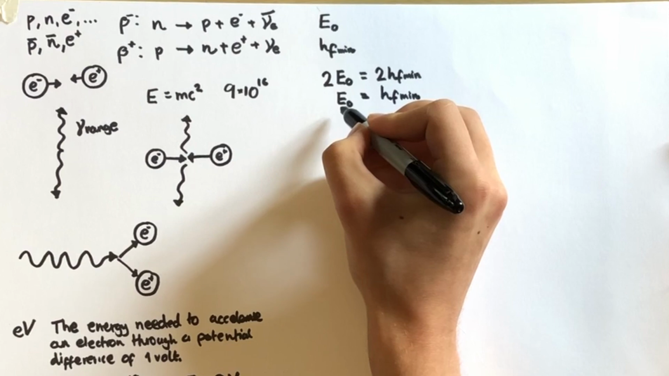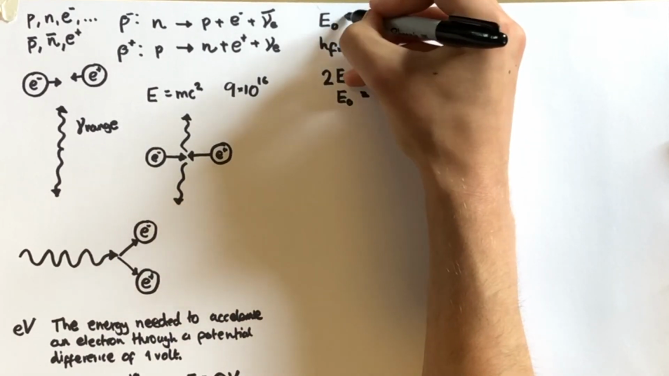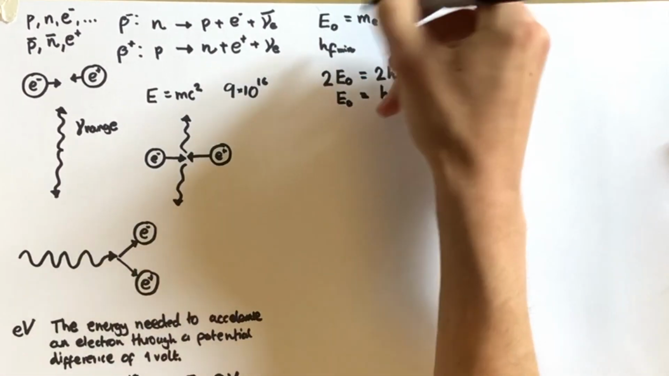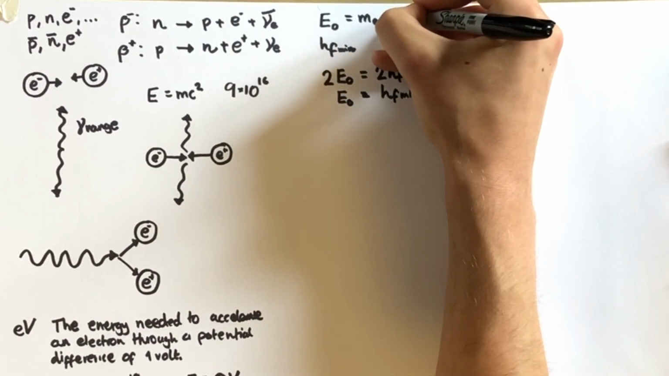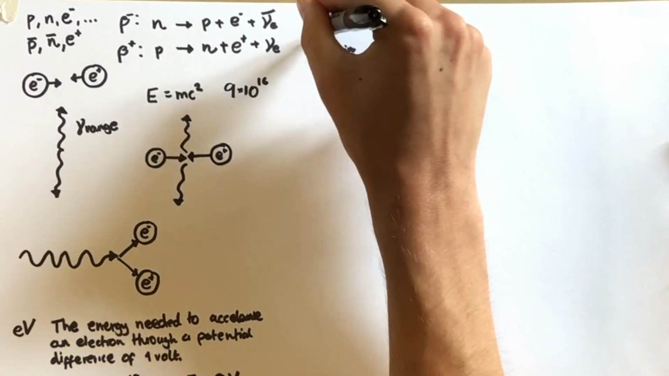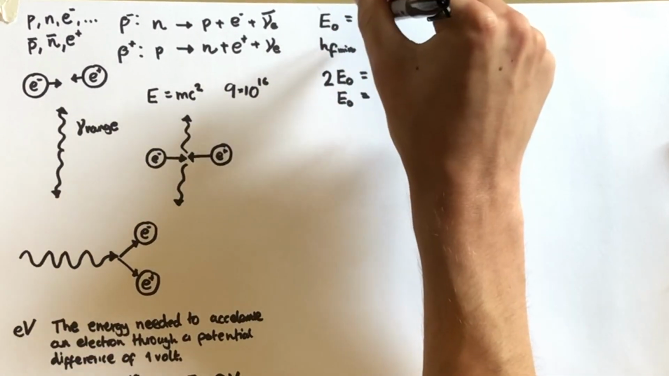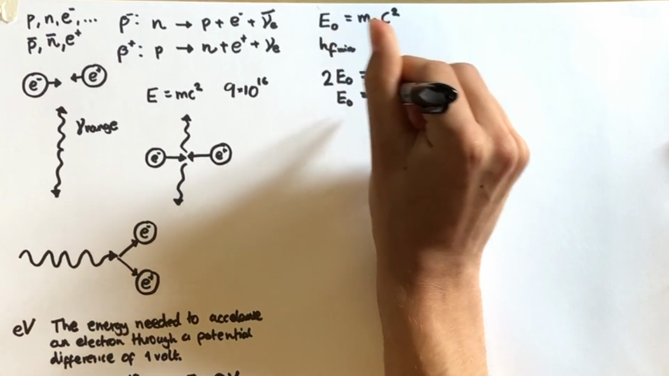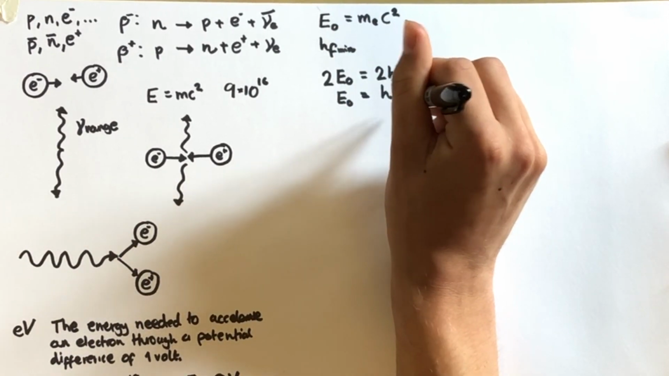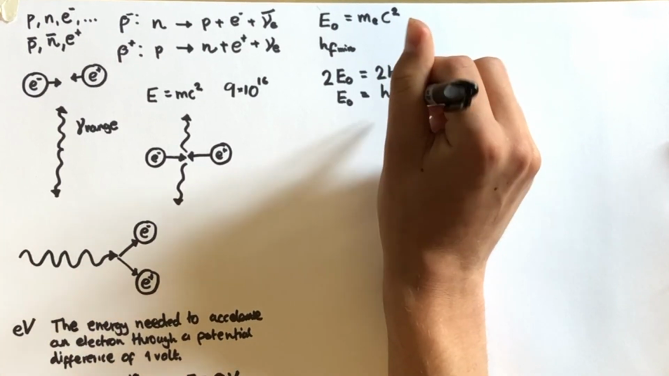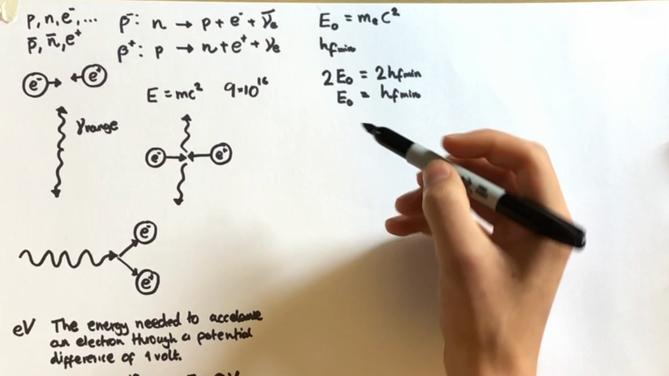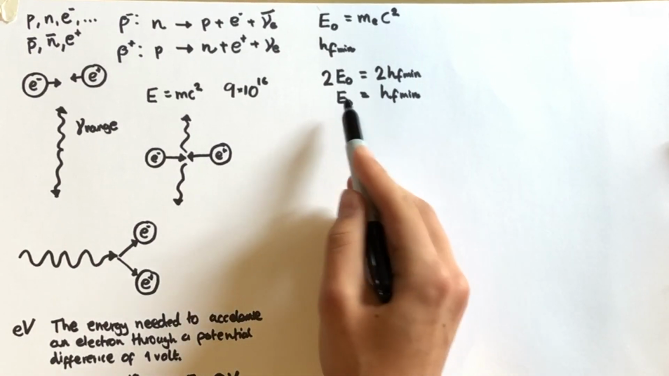Whereas E0 is simply the mass of the particle, in this case an electron, times the speed of light squared. That is the rest energy. It's the energy that's locked up within an electron due to its mass. And that corresponds to a frequency f min. That minimum frequency is normally in the gamma ray part of the spectrum, which is why you need radiation with enough energy to get to this rest energy.